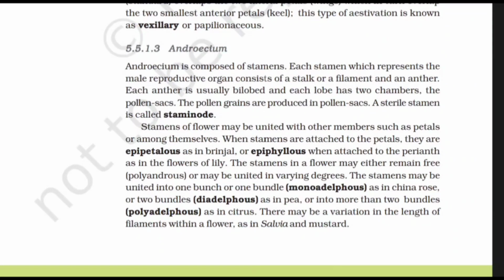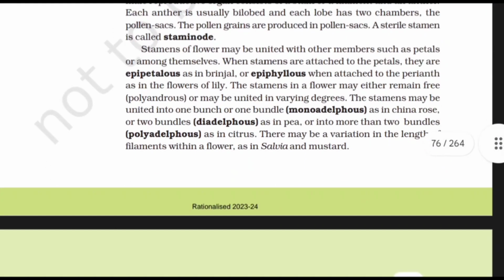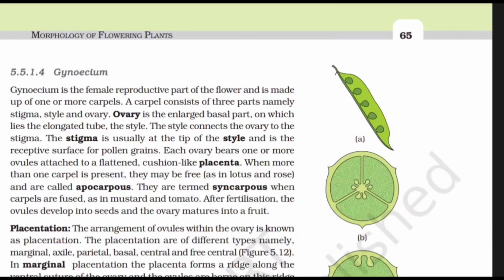The stamens may be united into one bunch or bundle, that is monadelphous, as in china rose, or two bundles, that is diadelphous, as in pea, or into more than two bundles, that is polyadelphous, as in citrus. There may be a variation in the length of filaments within a flower, as in salvia and mustard. Gynoecium. Gynoecium is the female reproductive part of the flower and is made of one or more carpels.